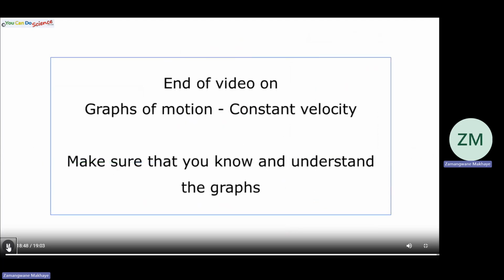Use the test to make sure that you know and understand the graphs of an object standing still or moving with a uniform velocity, because in the next lesson we're going to look at accelerated motion.